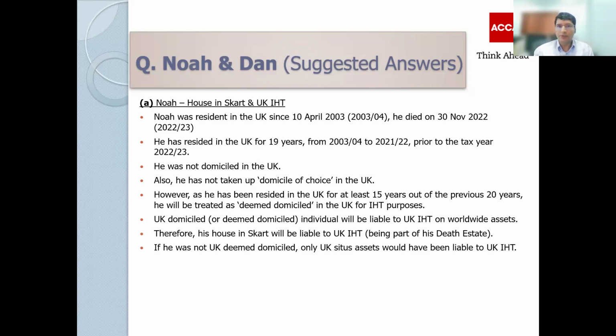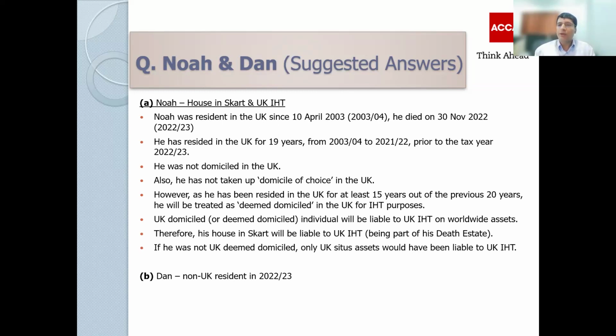This is part of the exam question. Second bit is Dan, non-UK resident in 2220. This is the question. Here, what you need to do is you need to go back to the first Baracco question and borrow the knowledge from there.